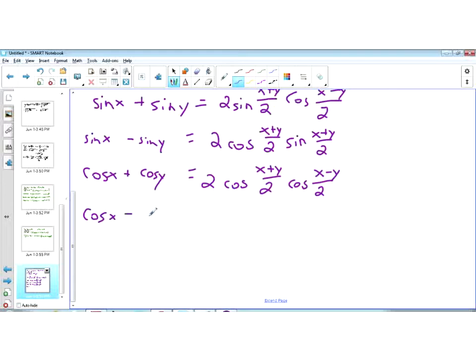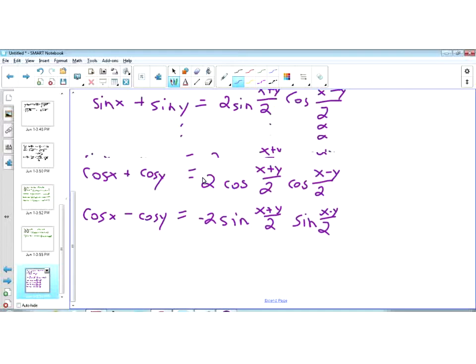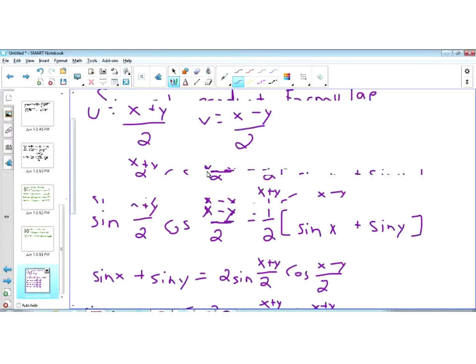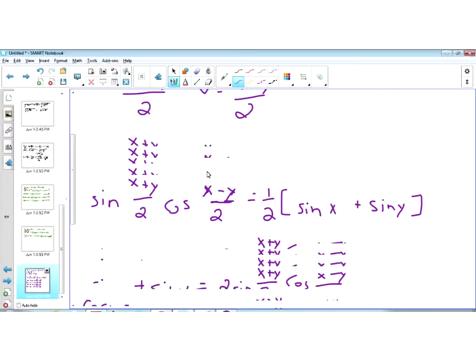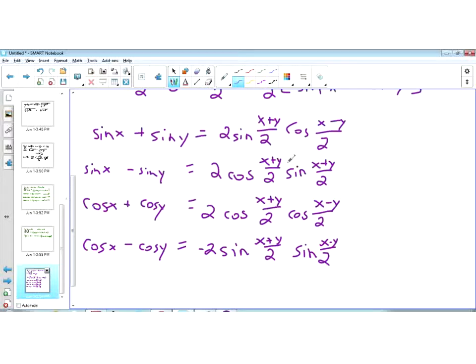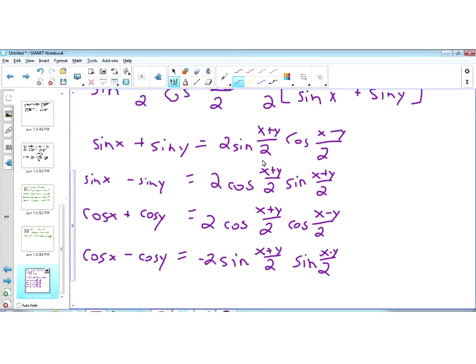And then the difference of two cosines can be expressed as negative 2 times the sine of x plus y over 2 times the sine of x minus y over 2. Now you can use your product to sum formulas to prove these identities. The proof will involve using product to sum formulas from the previous note. Okay, so we can do an example.